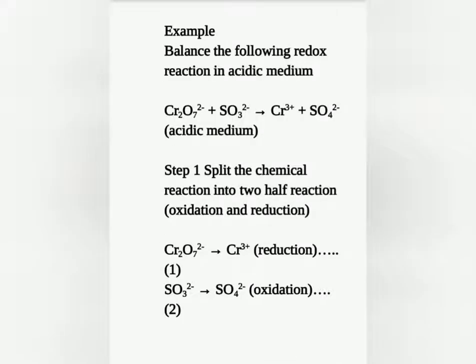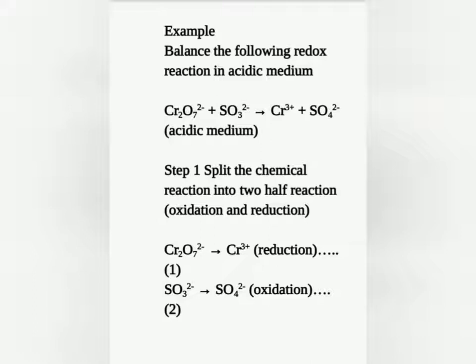Now let's do an example: balance the following redox reaction in acidic medium. In the question you will have either acidic or basic medium, both you will have to learn. So now we are learning about balancing of a redox reaction in acidic medium. The question is Cr2O7 2- plus SO3 2- gives Cr3+ plus SO4 2-. This is the question, and we will have to balance the redox reaction in acidic medium.